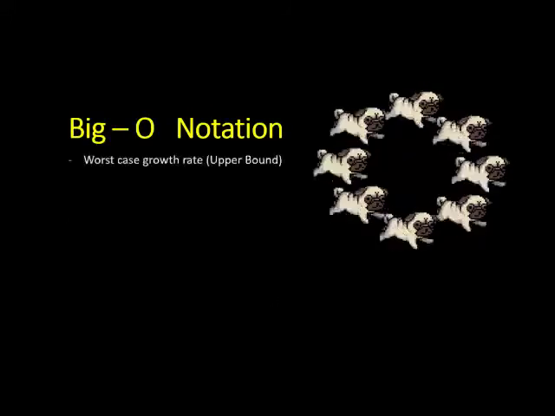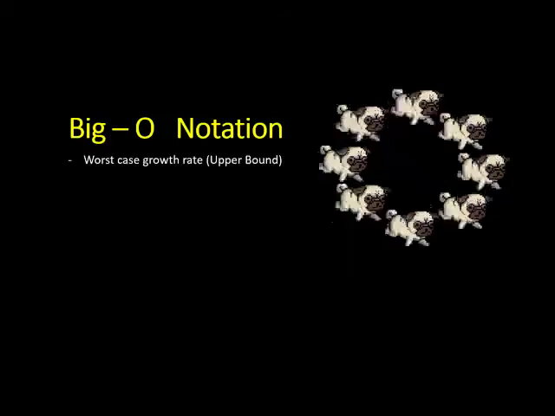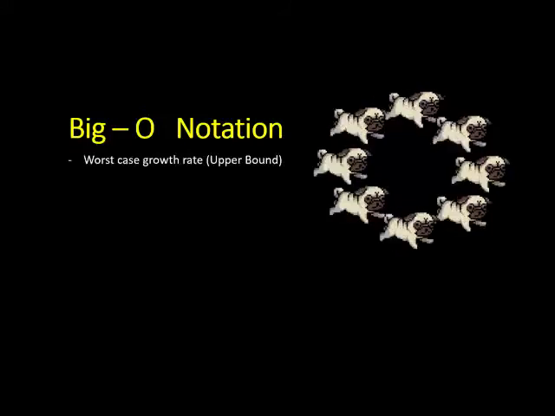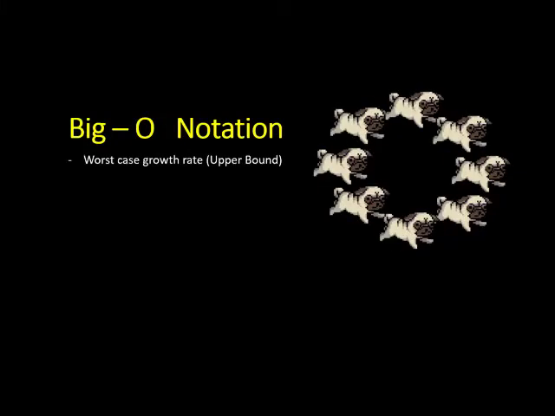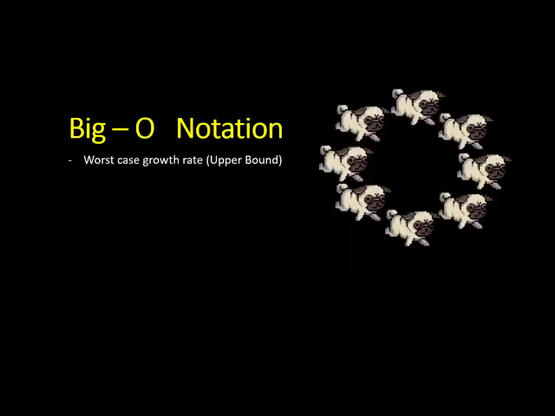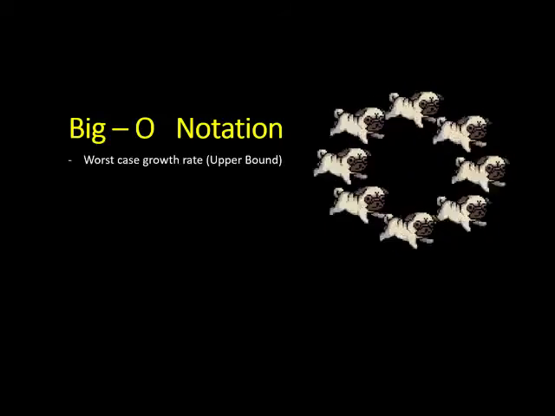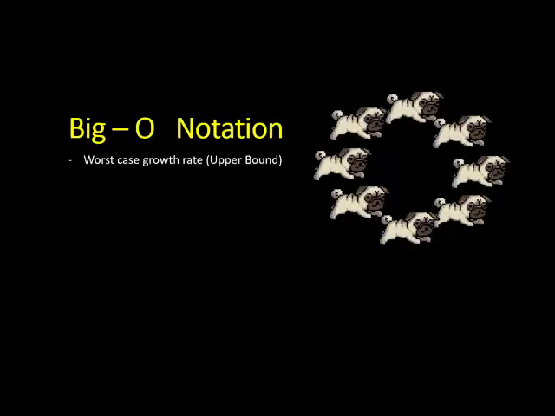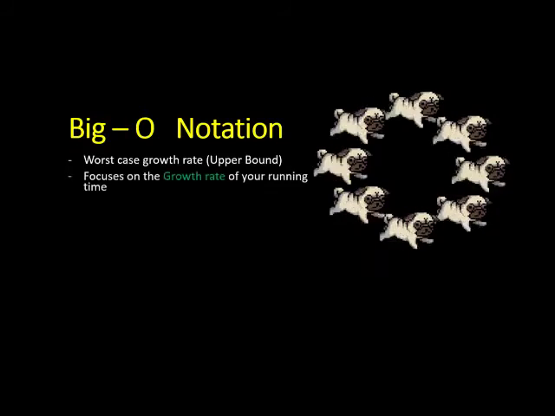Next we have our big O notation, which is the worst case growth rate, or the upper bound. Since we have many kinds of cases, like the best case and the average case, the worst case is the most recommended because nothing can be worse than the worst case, right? What you can do with the worst case is just make it better, unlike the best case and average case, which can get worse than that, so they're not reliable.